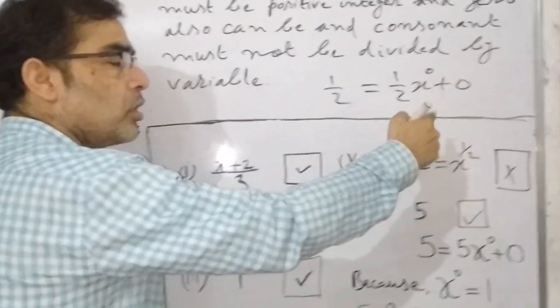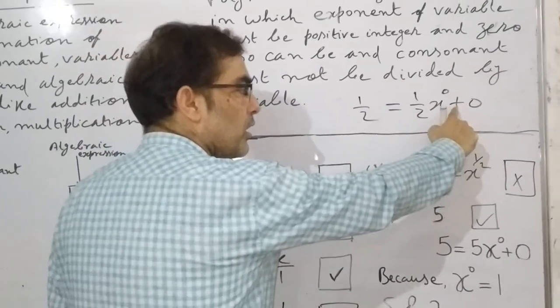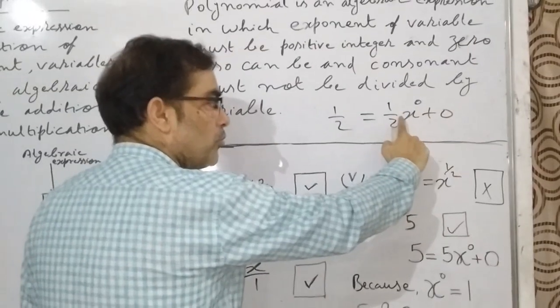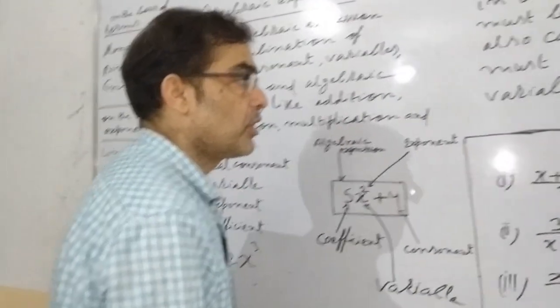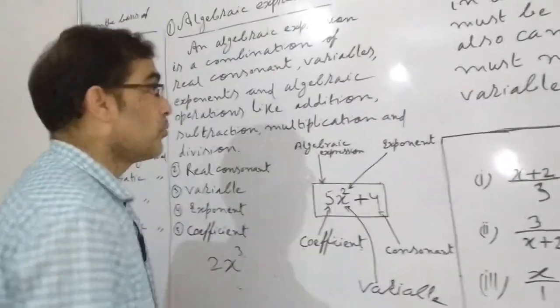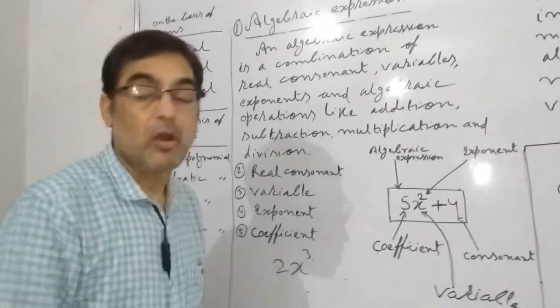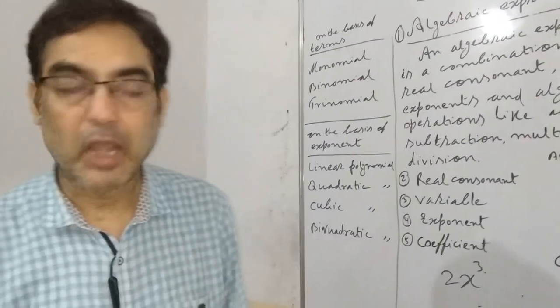And there are two algebraic operations also, addition and multiplication. So I think you would have understood everything, and now I shall make you understand about types of polynomials.